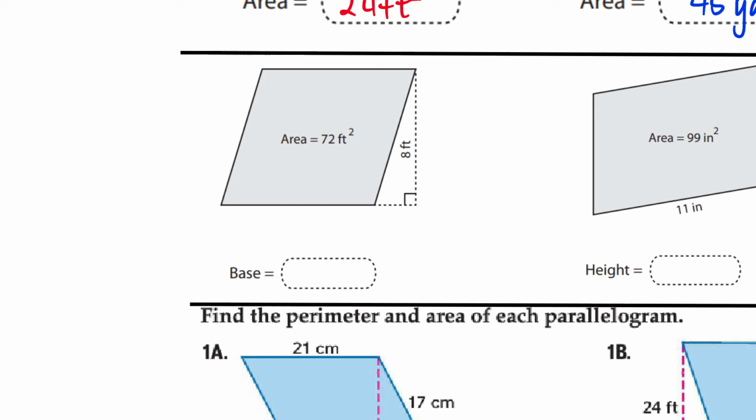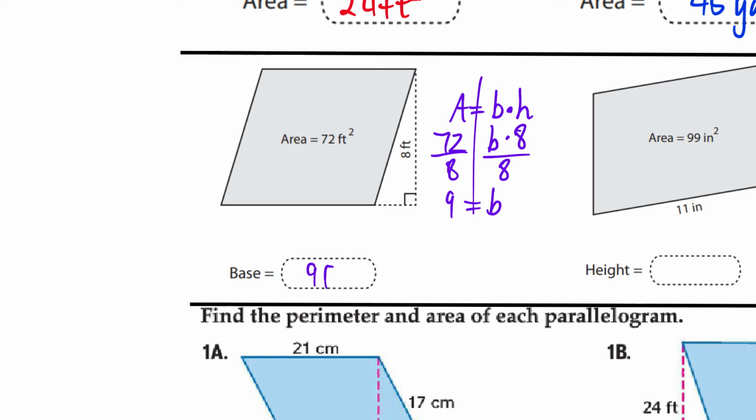This is as easy as it gets, right? Area of a parallelogram equals base times height. I know the area is 72. The height is 8. I'm looking for the base. I just divide both sides by 8. And the base is going to be what? 9. That's as easy as it gets. 9 times 8 is 72.